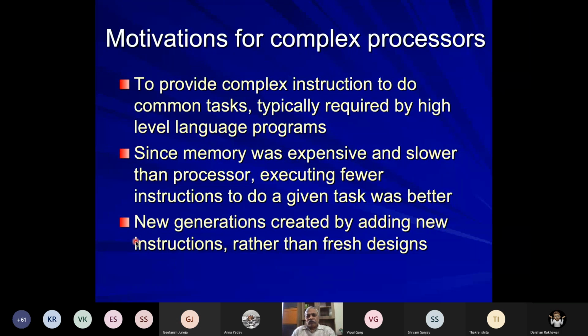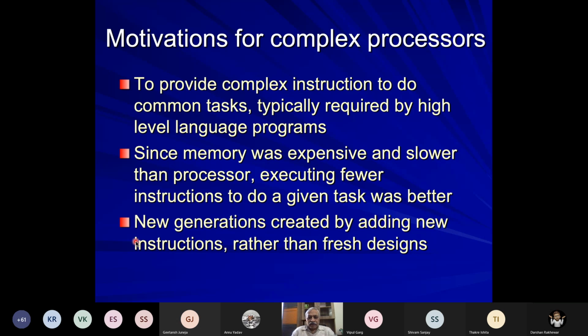So first, motivation for complex processor design. So the attempt was to provide some facility for carrying out common tasks which are typically required by high-level language programs. In high-level languages you have abstractions which would need long sequences of instructions. So if you provide a complex instruction which can facilitate that task, the program would appear more compact.